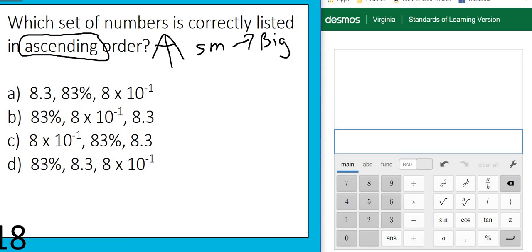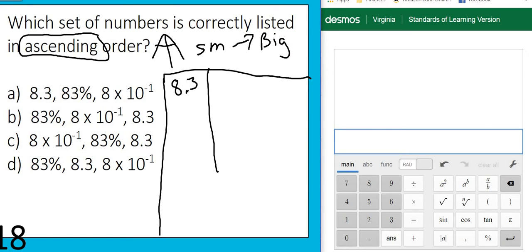Look at all these numbers. They're all exactly the same, so don't do too much work. Okay, so just take the time. I would, on my scratch paper, write the 3 numbers that I have. I would write 8.3, and I'd draw a line. I'd write 83%, draw another line, and I would write the 8 times 10 to the negative 1. And we're going to change it into a percent, so we're going to leave that one alone.